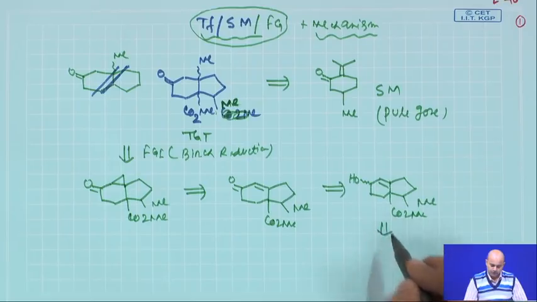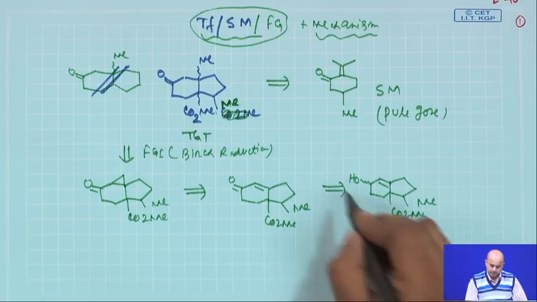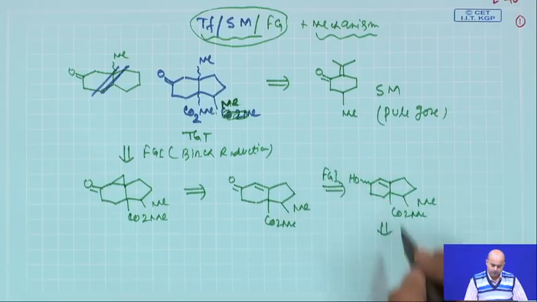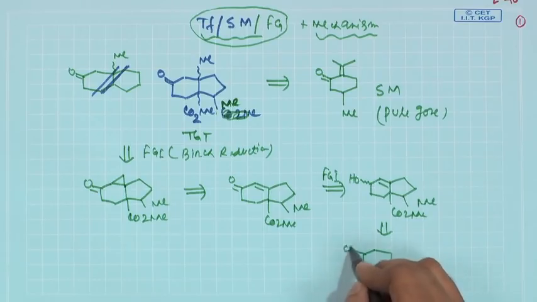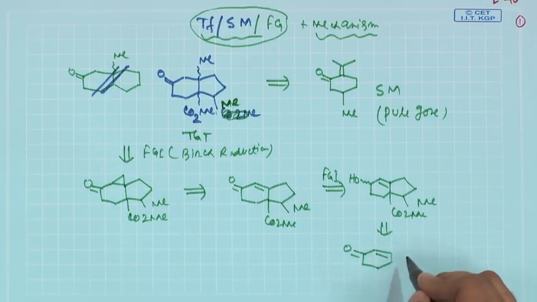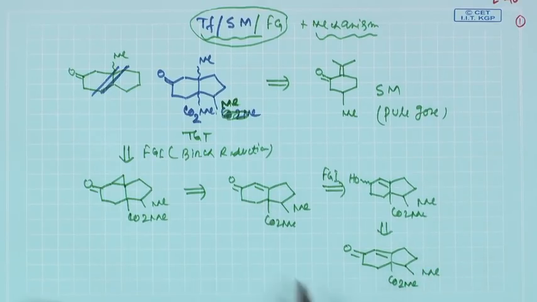Now, for the alpha-beta unsaturated alcohol, we can simply do a disconnection based on a known reaction, which is our Luche kind of reduction, and this Luche reduction will basically give the same intermediate.